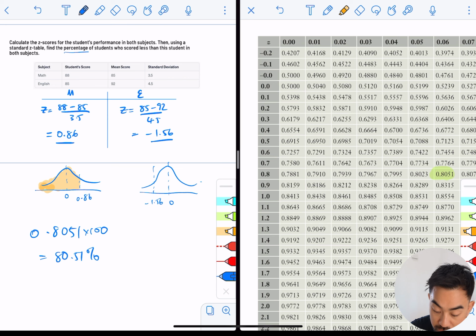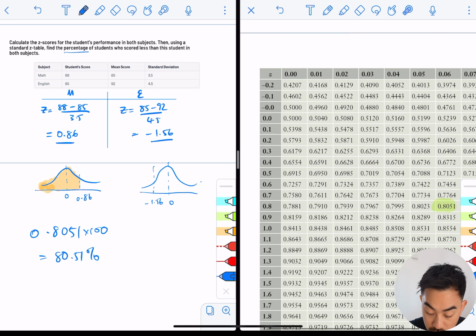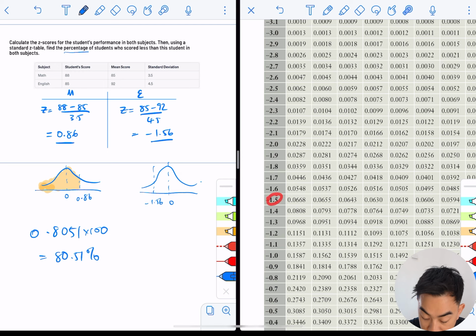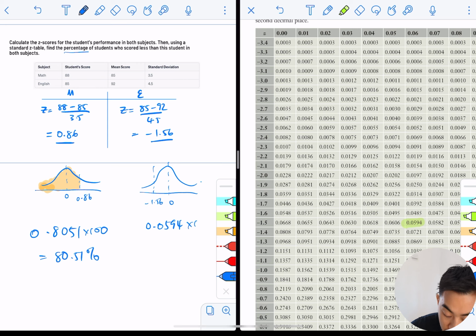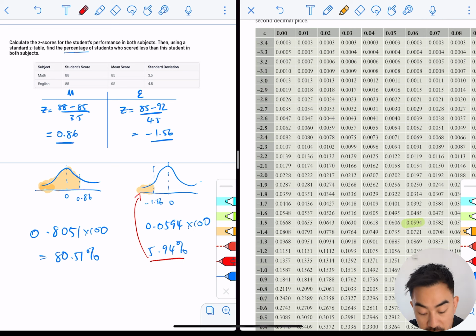Okay, let's look at English. So you've got minus 1.56. So I'm going to look for minus. This is all positive. So minus 1.5 is here. Zoom out a bit. Minus 1.5 is here. 0.06. So where do they align? That number there. So 0.0594 times 100. So that's going to be 5.94%. So in other words, there are only 5.94% of people that performed worse than this person in English. So in other words, they did pretty terribly.